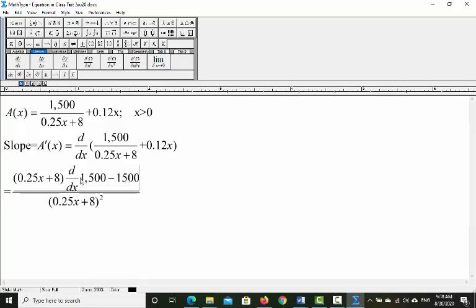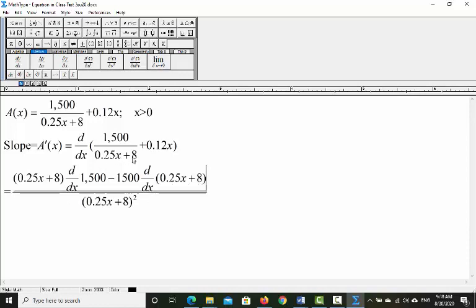whatever was in front of d by dx should go behind d by dx, and whatever was behind d by dx should come in front of d by dx, right? Sorry, this one.